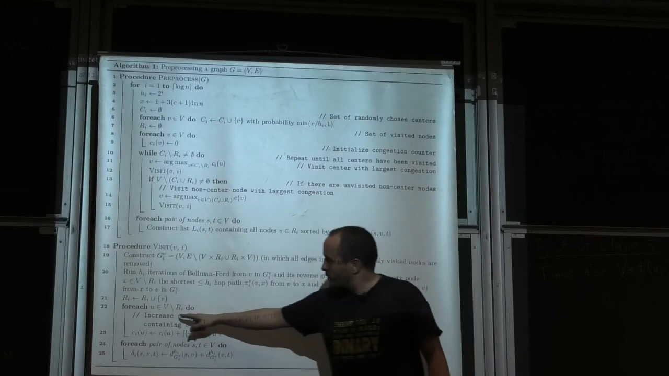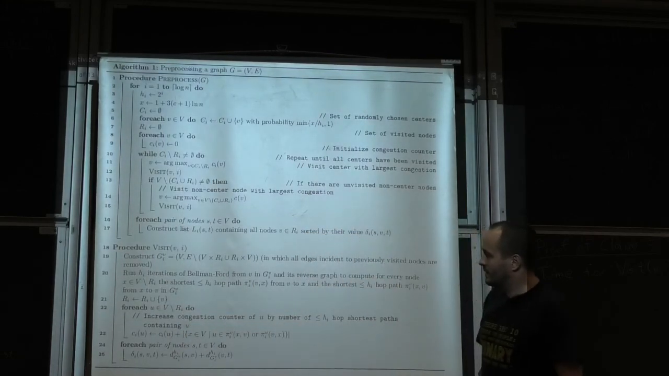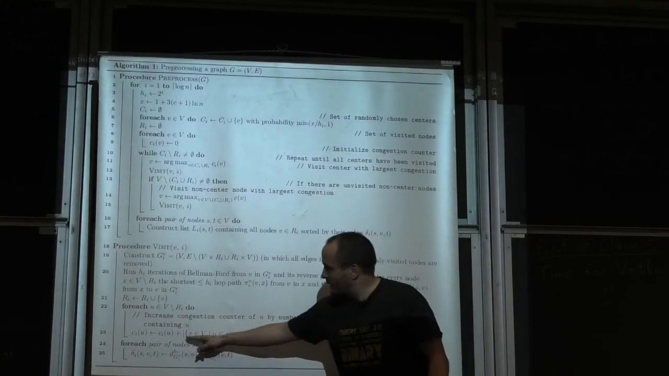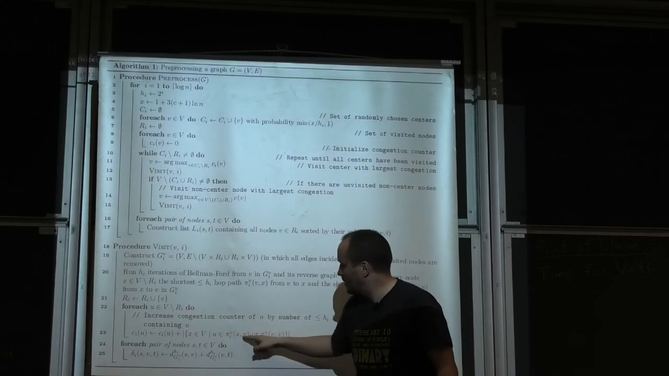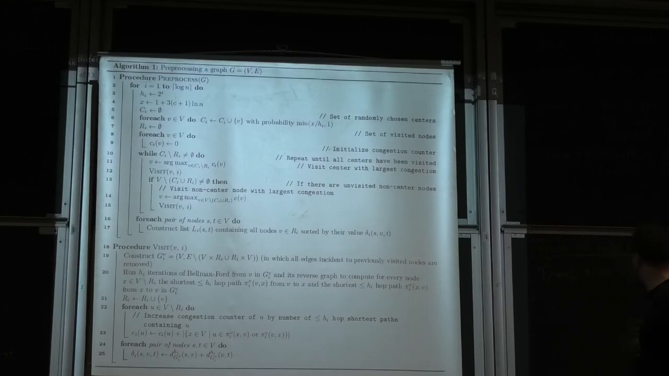Right, so we run over all U in this set here, and then we need to increase the congestion counters on all these paths here. So basically what we're doing is, if I illustrate it here, we have V here, we constructed these paths, in and out paths, and now we want to run over them and increase the congestion of all of them. How many times do we increase congestion of such a vertex?